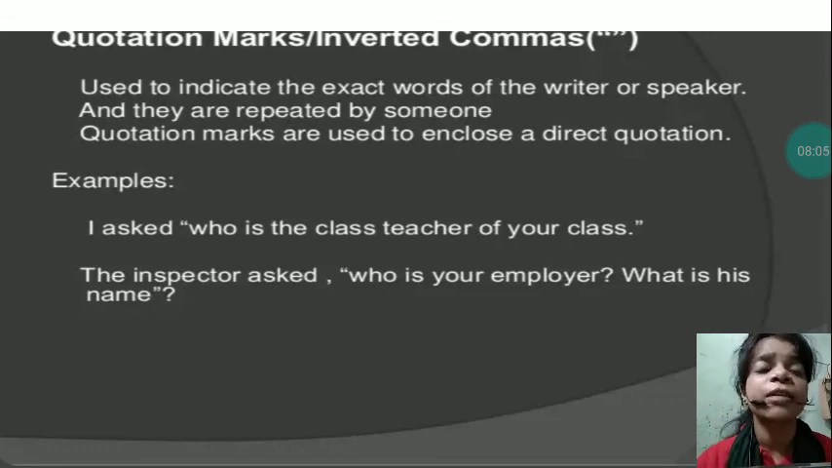So these were some more punctuation marks, and we learned about their uses. In the next video we will discuss the remaining punctuation marks.